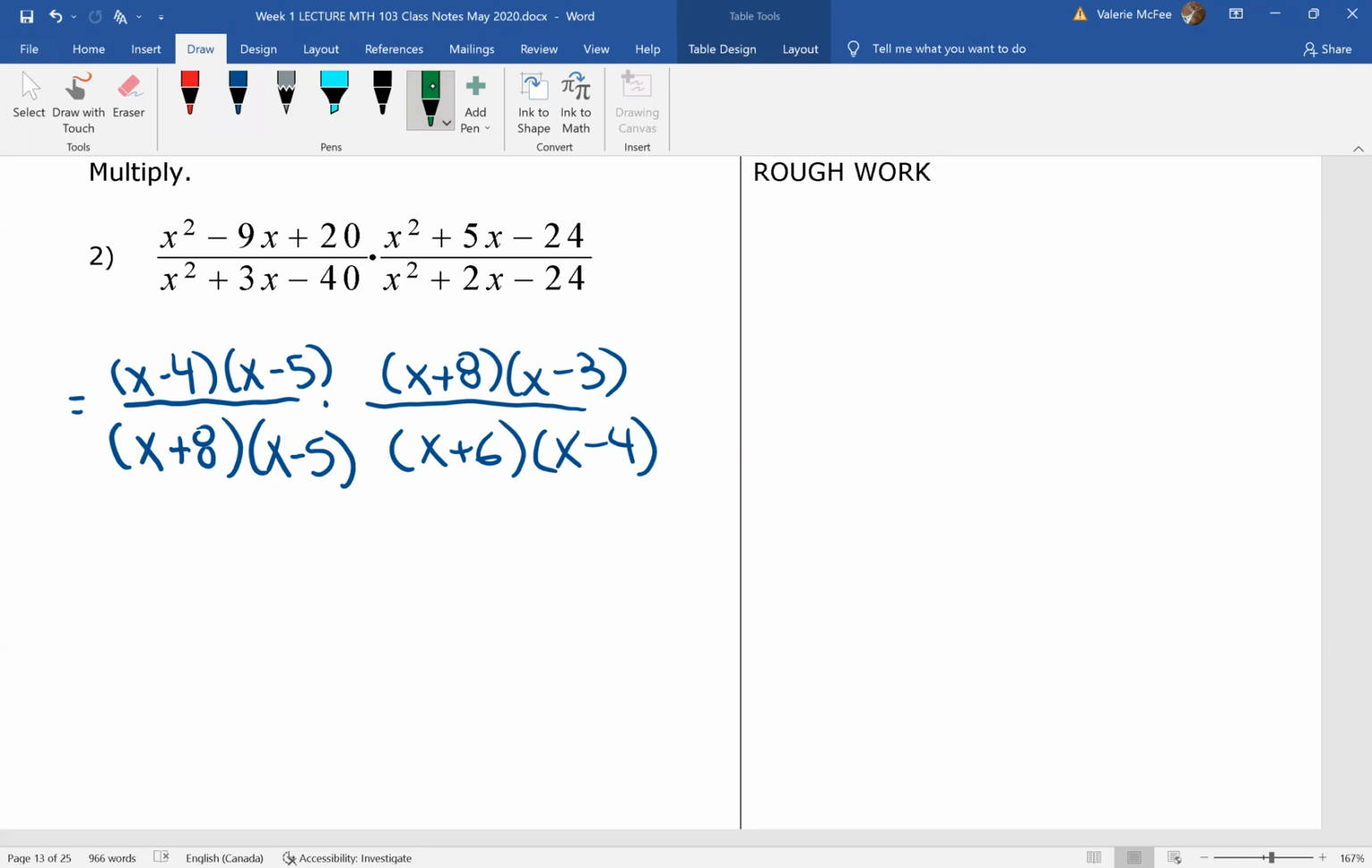divide out common factors. We see that x minus 5 is common, x plus 8 is common, x minus 4 is common. All we have left here is x minus 3 all over x plus 6. Pause your video and state the restrictions.